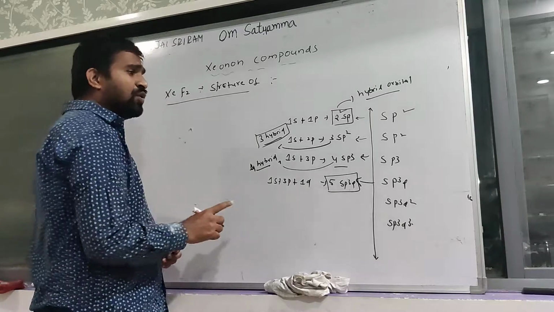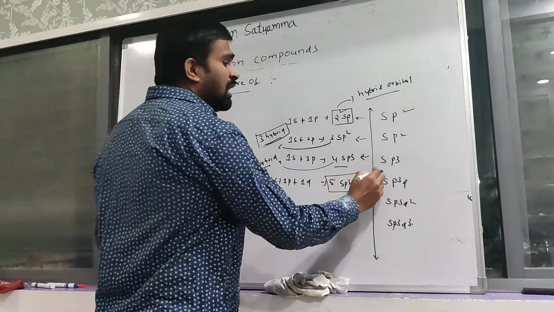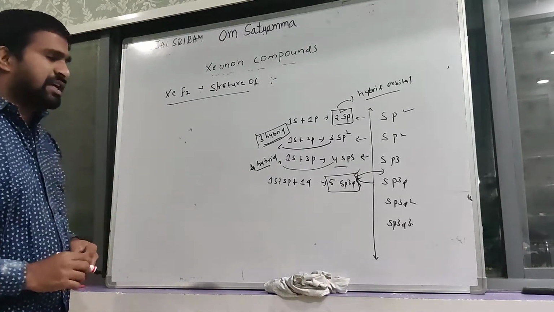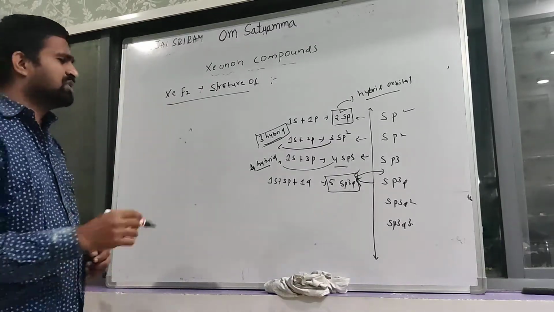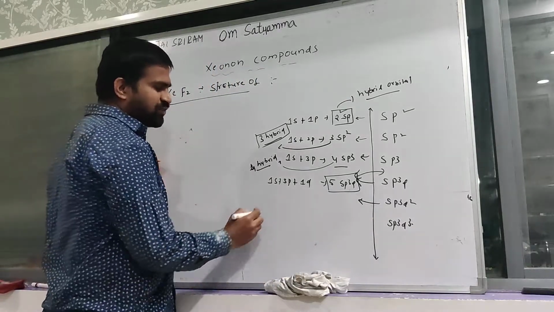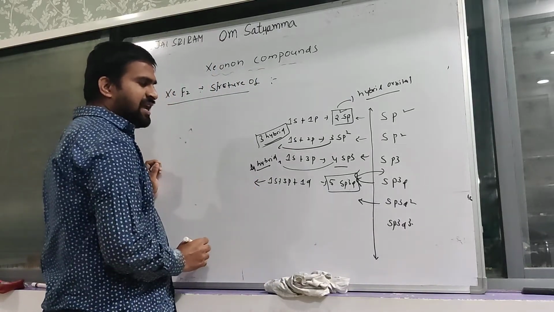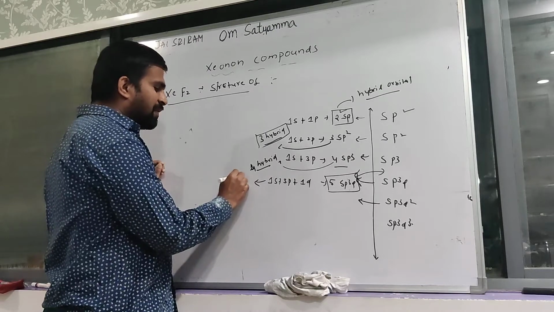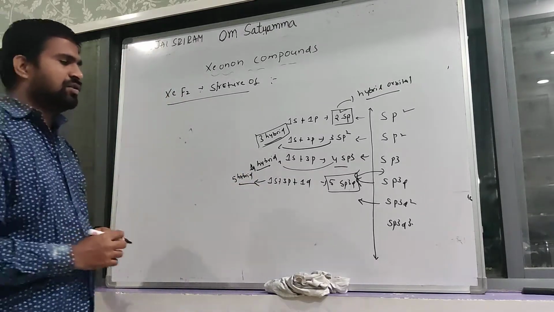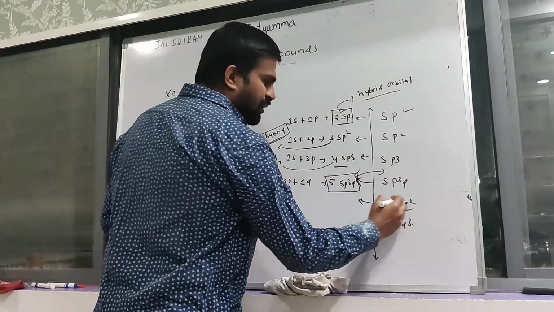If you know that the central atom undergoes sp3d hybridization, then the compound has one particular structure. In sp3d hybridization, 5 hybrid orbitals are present. Now take sp3d2 hybridization.